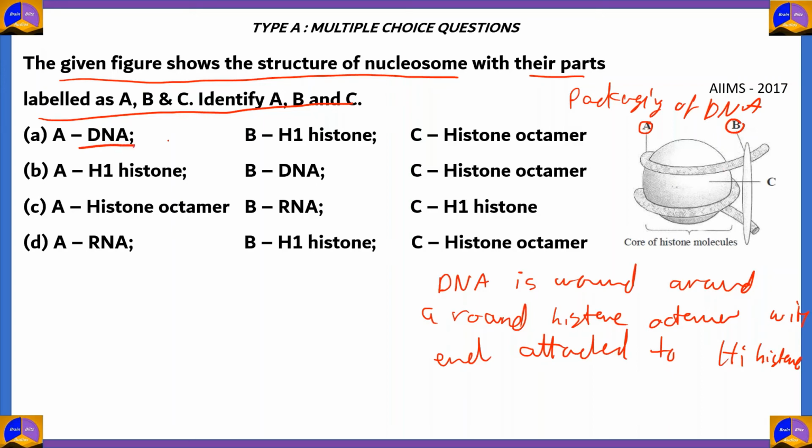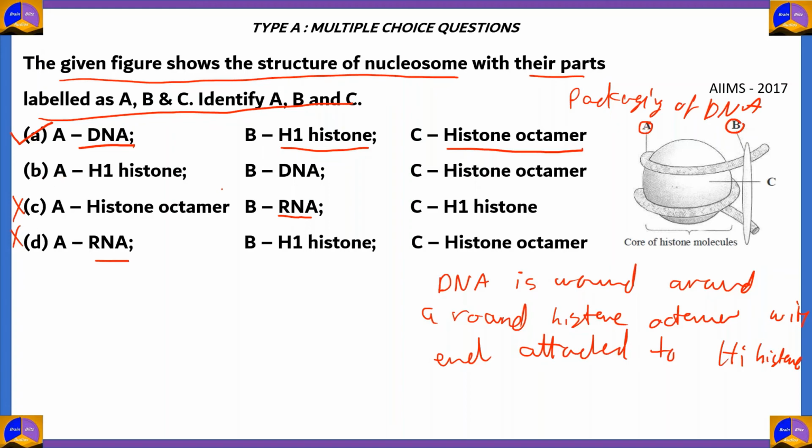DNA is always wound around a circular, spherical histone octamer. So option C will be histone octamer. And the component B, which holds the 2 ends of DNA, is H1 histone. So that means option A is the right option. If you look at options C and D, these are showing the genetic material as RNA. However, packaging is usually found in DNA inside the nucleus. So options C and D are incorrect.